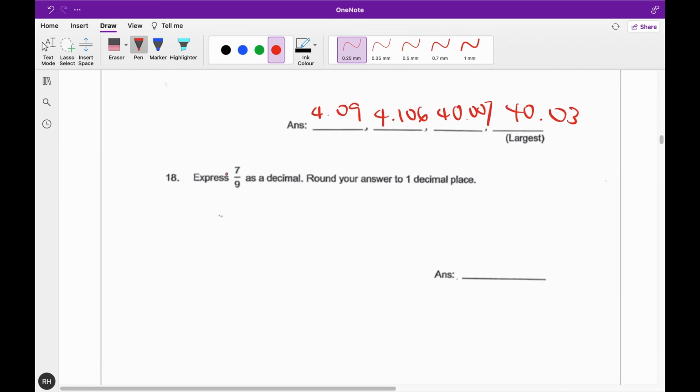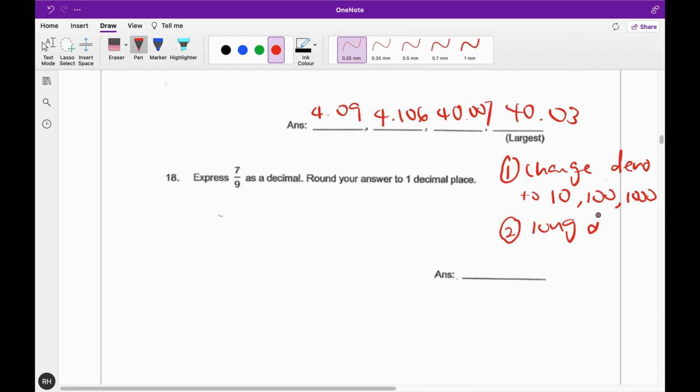Question 18. Express 7 out of 9 as a decimal, round your answer up to 1 decimal place. So converting fraction to decimal, there are 2 methods. The first method is to change the denominator to 10, 100, or 1000. The second method is to do long division.